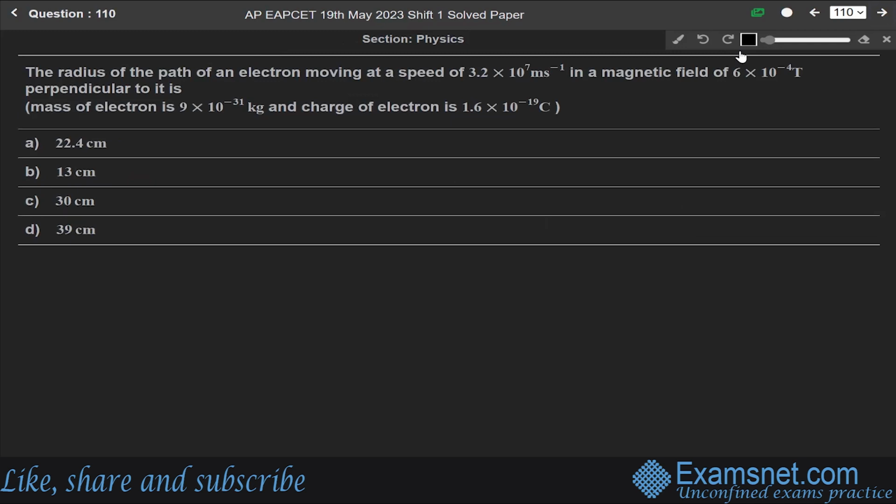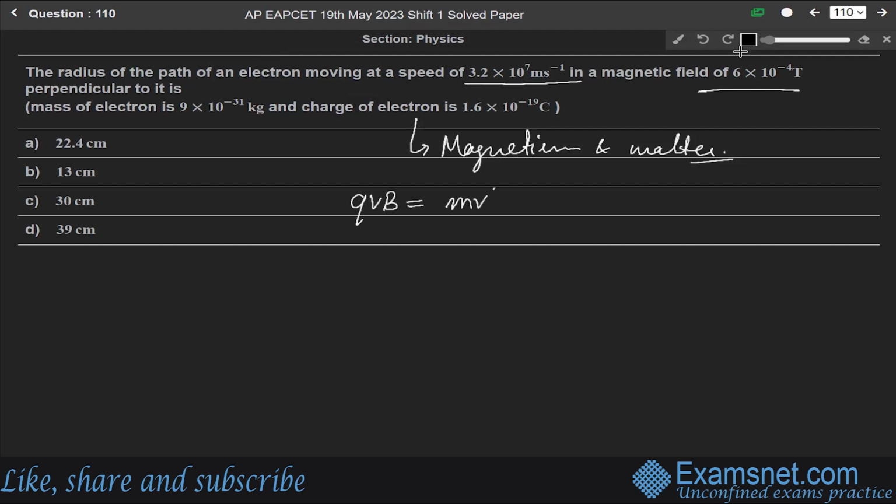The radius of the path of an electron moving at a speed of 3.2 into 10 to the power 7 meter per second in a magnetic field of 6 into 10 to the power minus 4 Tesla perpendicular to it is. Okay, so this question is from the chapter of magnetism and matter. In this question, we have to find the radius of the path of an electron which is moving at a speed of 3.2 into 10 to the power 7 meter per second, and the magnetic field is given by this. Okay, so we know that qvB is equal to mv square over r.